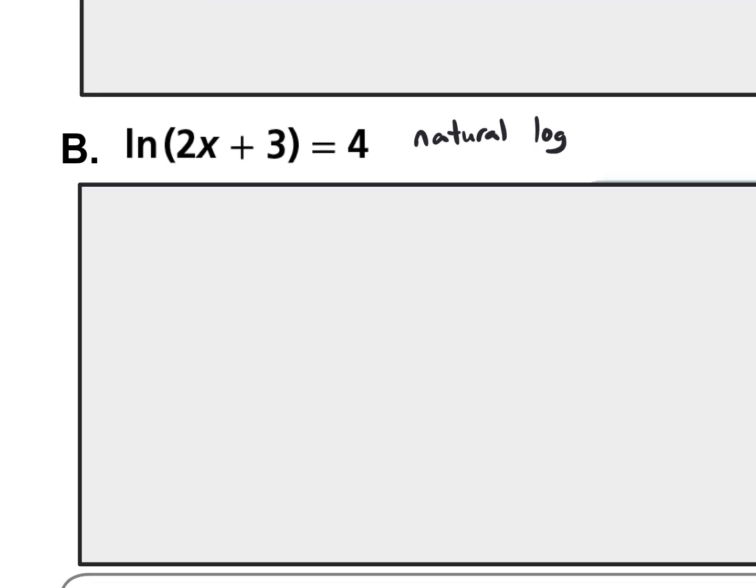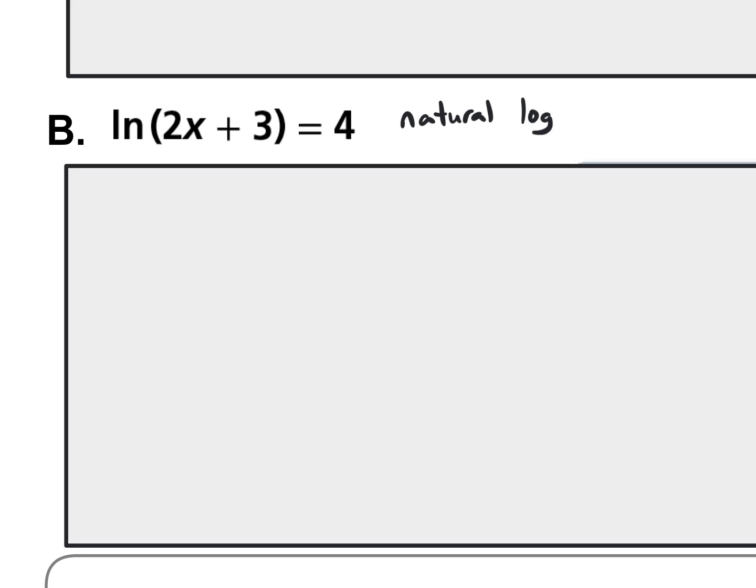So looking at this example, do you agree x is kind of closed off right now? How can I open it up by getting rid of this? What's the inverse of ln? It's the base, right? Base E. So I'm going to take E to both sides because what I do to one side, I do to the other. What happens on the left? Yep, these cancel out, so I'm left with 2x plus 3.